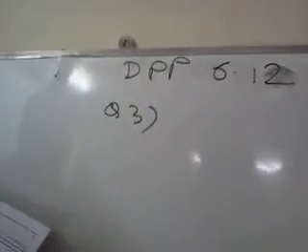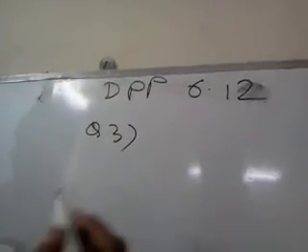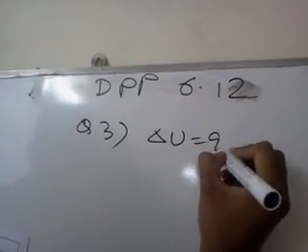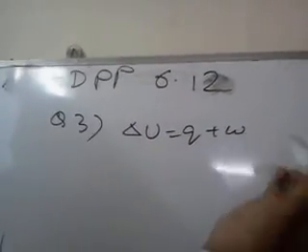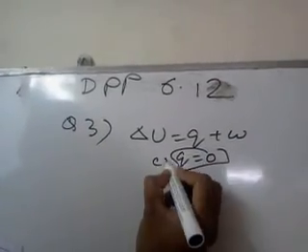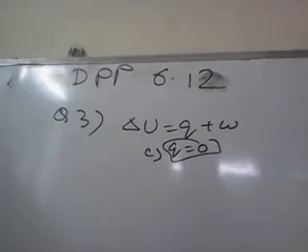For an adiabatic process, which of the following relations is correct? For an adiabatic process, as we all know, U equals Q plus W. An adiabatic process is one in which Q is equal to 0. So option C would follow, that Q is equal to 0.